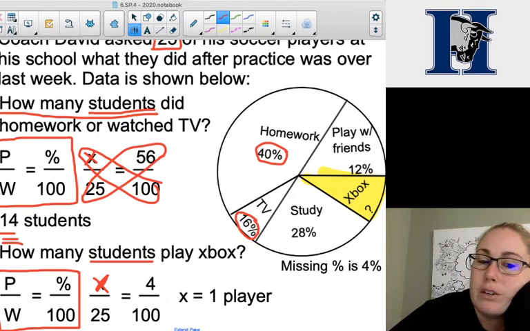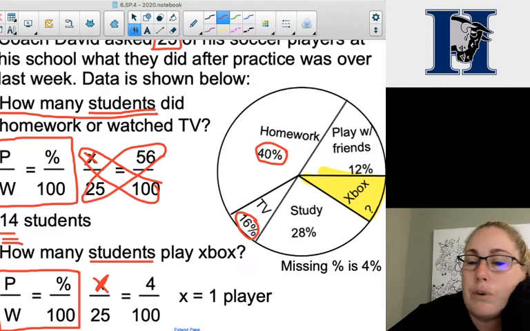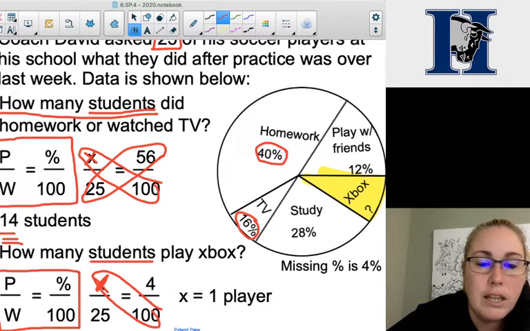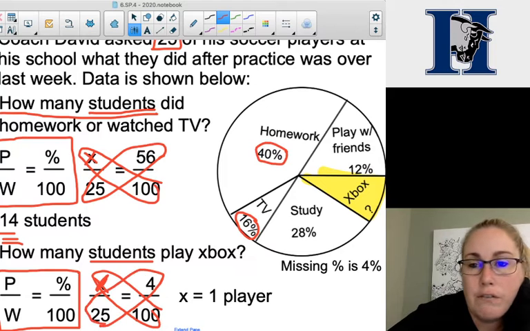So we have X over 25 equals 4 over 100. You should know what to do from here. Cross multiply and solve for X. And you should get one player.